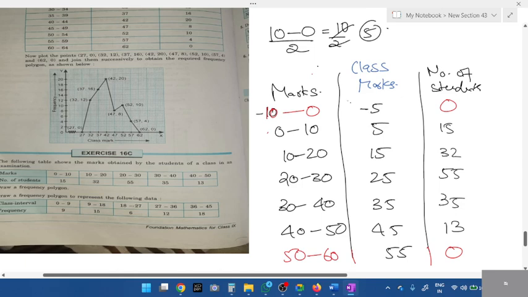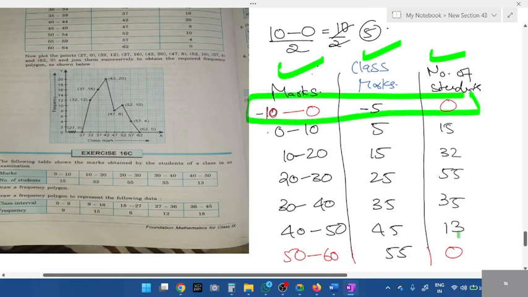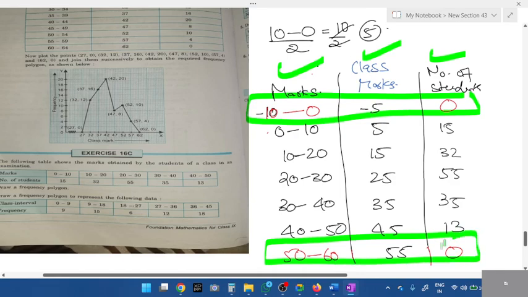All the questions, this is what you have to do. For all frequency polygon questions, you need the middle value and the number of students, right? And we need to take the first and last values; we have to assume the first and last value. Shall we start plotting the graph?